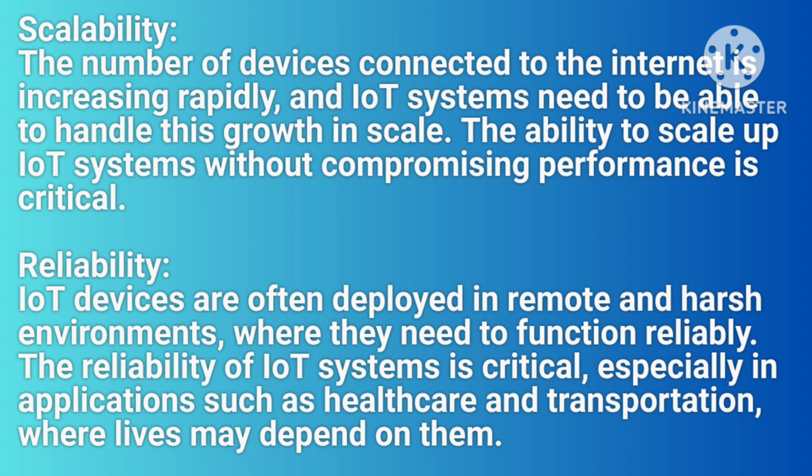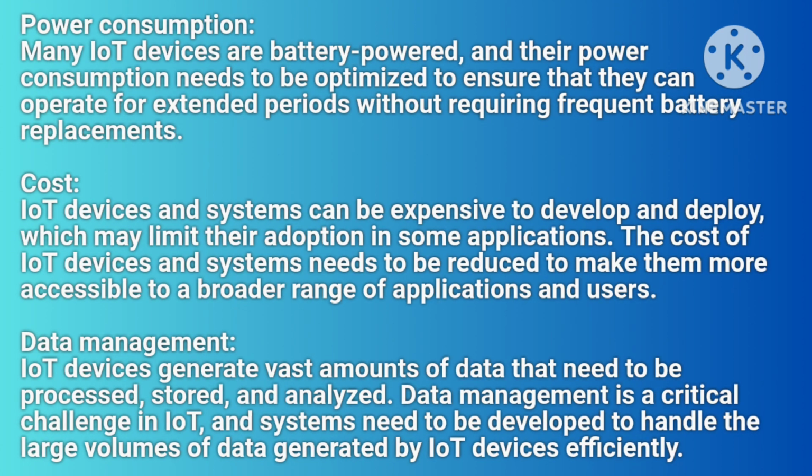Reliability. IoT devices are often deployed in remote and harsh environments, where they need to function reliably. The reliability of IoT systems is critical, especially in applications such as healthcare and transportation, where lives may depend on them. Power consumption. Many IoT devices are battery powered, and their power consumption needs to be optimized to ensure that they can operate for extended periods without requiring frequent battery replacements.